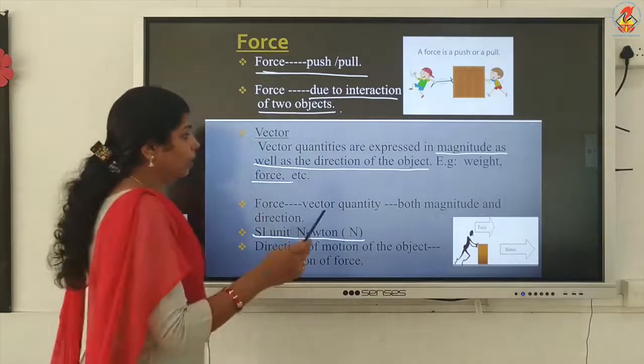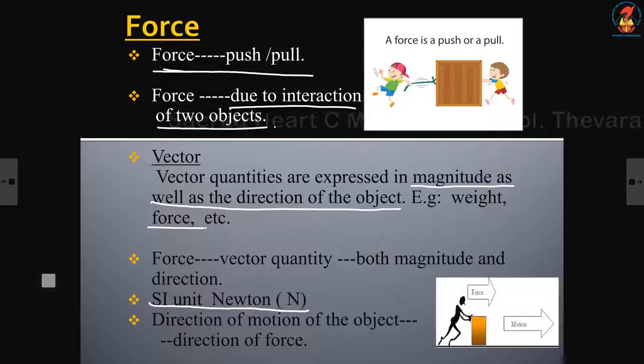Now, here this person is pushing a box. So, this box will move in that direction. The box will move in this direction.